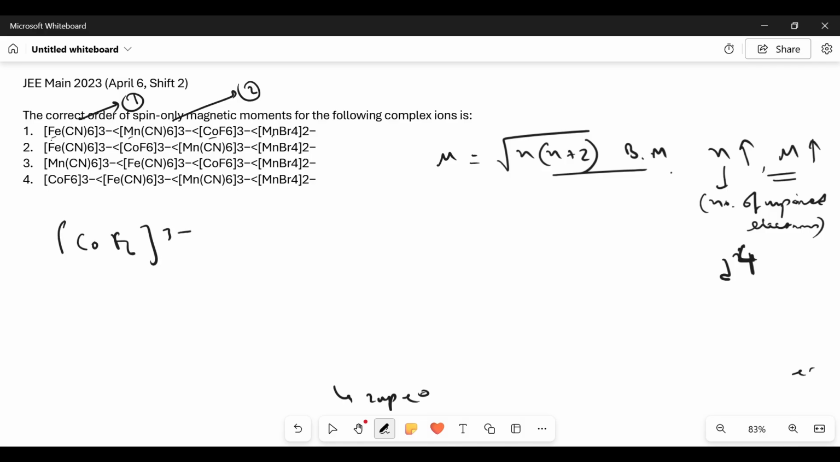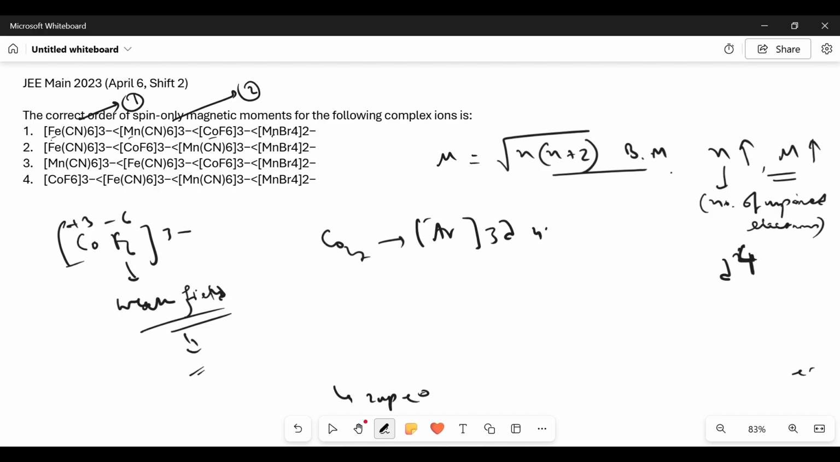CoF6 3 minus. So F is a weak field ligand. Obviously it will form an outer d orbital complex, so no pairing up of electrons. First you find out the oxidation state of cobalt in CoF6 3 minus, that is plus 3. Cobalt is 27, that is Argon 3d7 4s2, 18 plus 2 is 20, 7 electrons, 27. Now Co3+ means Argon 3d6.